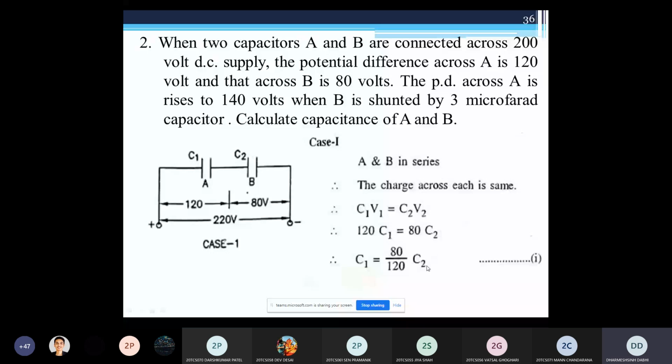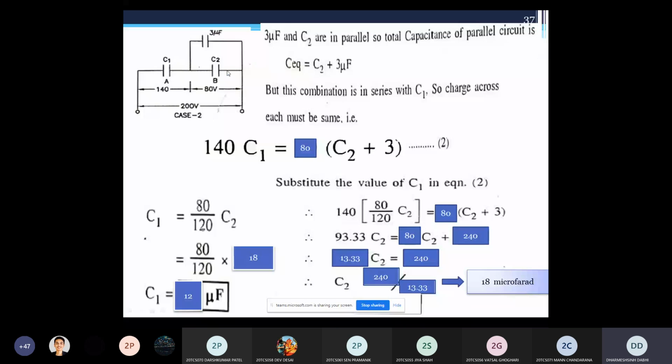Here we need to calculate the capacitances C1 and C2. Now we see that the potential difference rises to 140 volt. Initially, how much voltage across A? 120 volt. But after that, the voltage across A rises to 140 volt when capacitor B is shunted by 3 microfarad. When I put the 3 microfarad capacitor across B, the voltage across A rises from 120 to 140. Now in this condition, the charge remains the same across both capacitors. You can see in this figure the capacitor C2 is shunted by 3 microfarad. So the equivalent capacitance is C2 plus 3 microfarad, since in parallel we have addition. Clear?